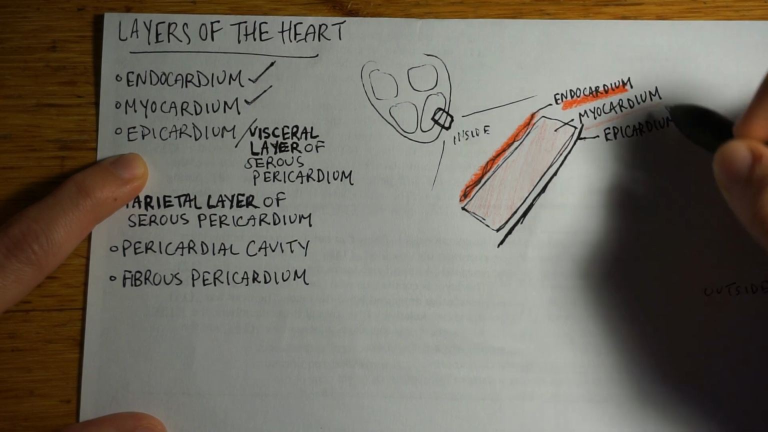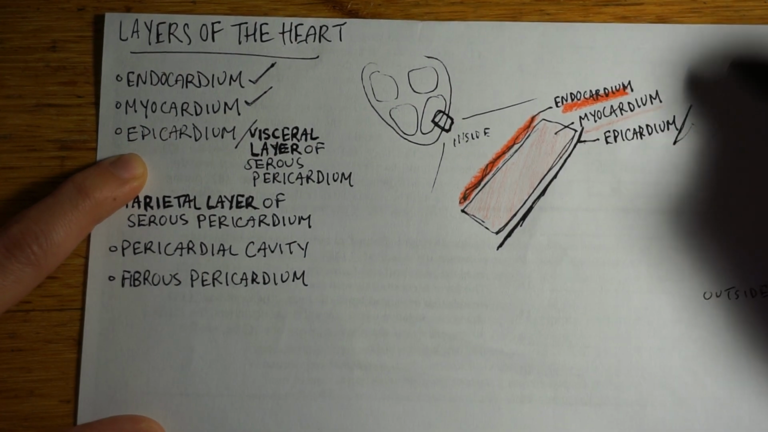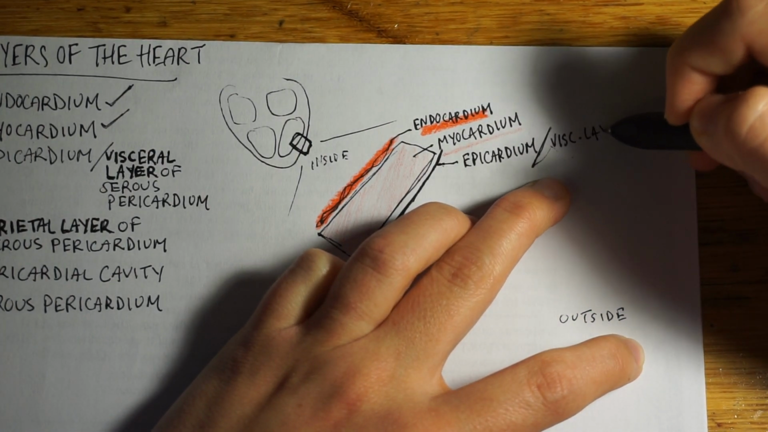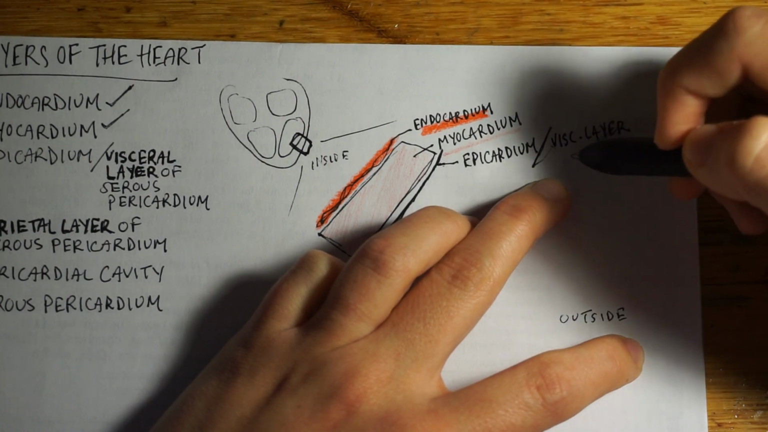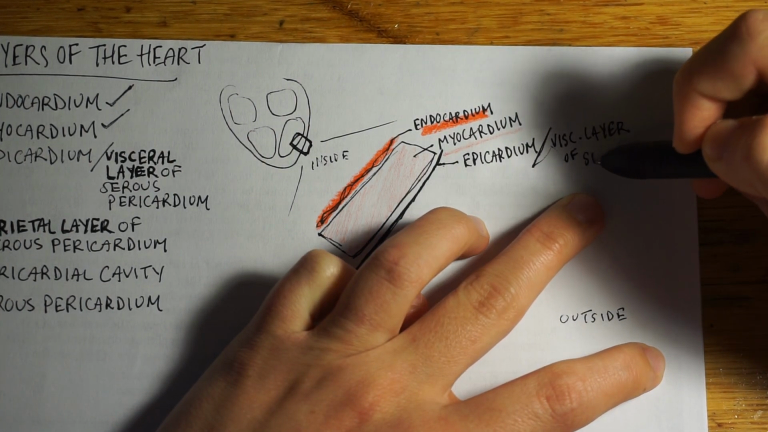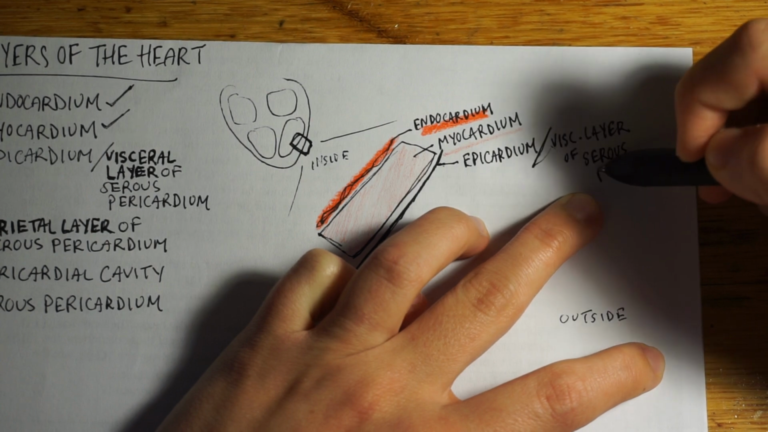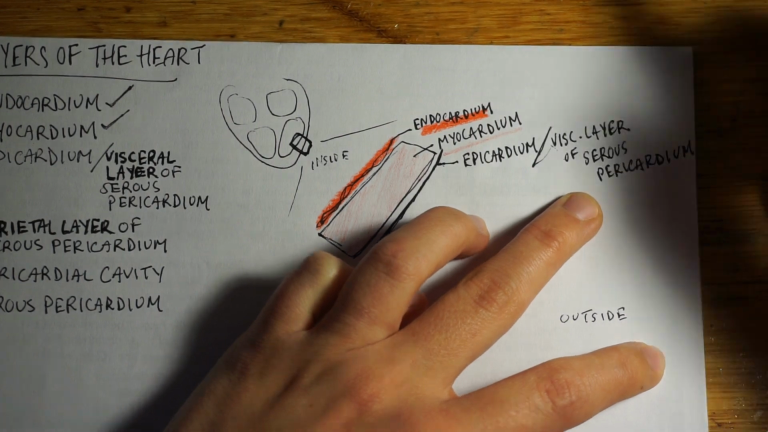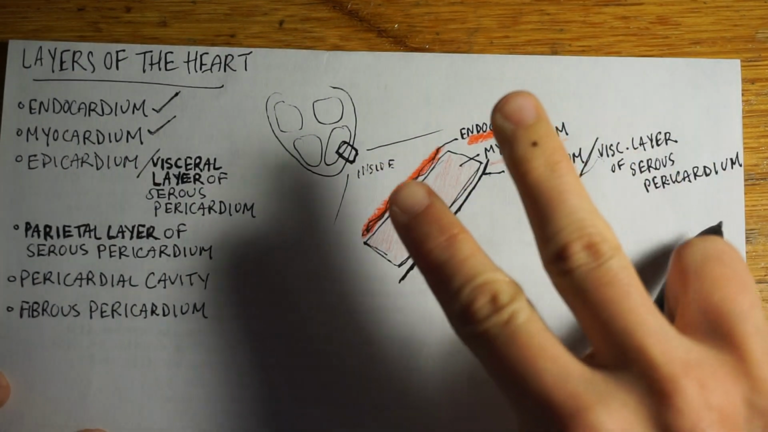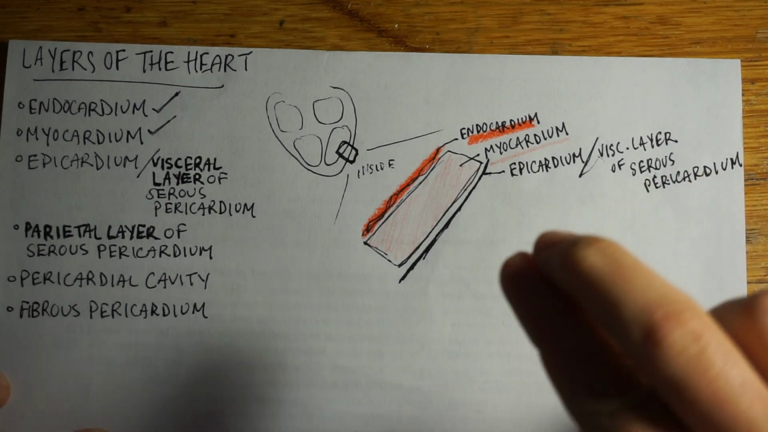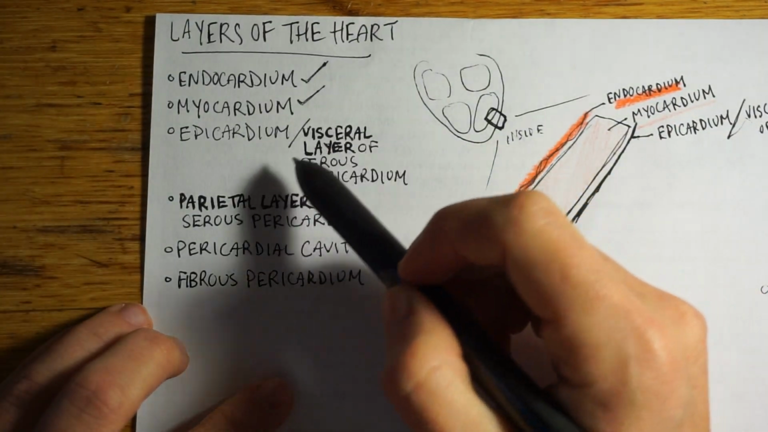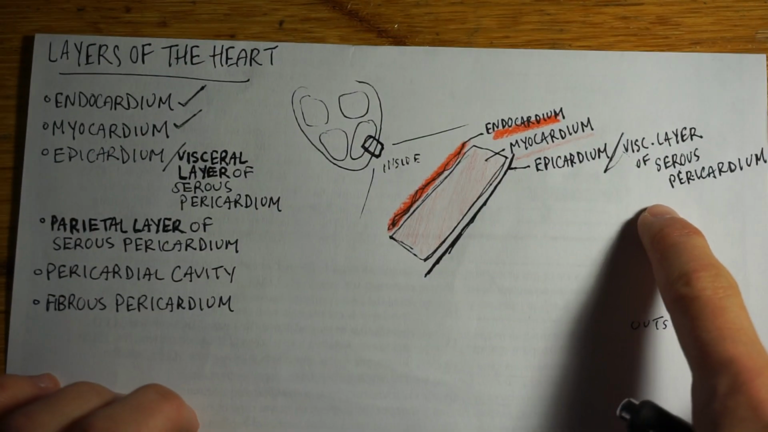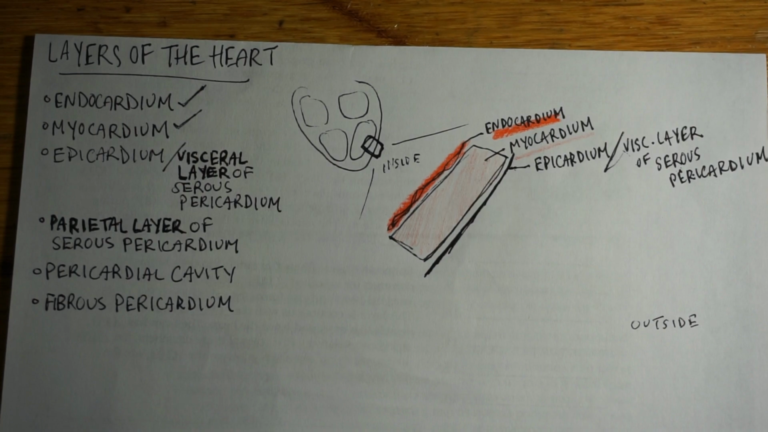But you could also have labeled this the visceral layer of the serous pericardium. Now, the reason why is because the serous pericardium has two parts. The serous pericardium is one of the layers, but it has two parts. The visceral layer and a parietal layer. See how they're both of the serous pericardium? It has two parts. This is one of them. And it's the same thing as saying epicardium.